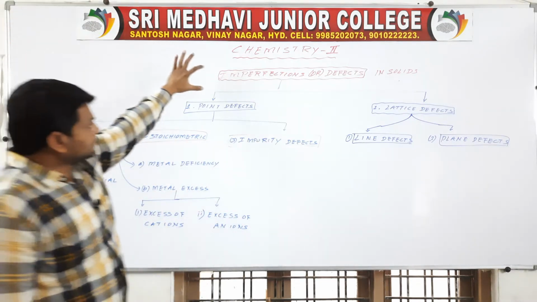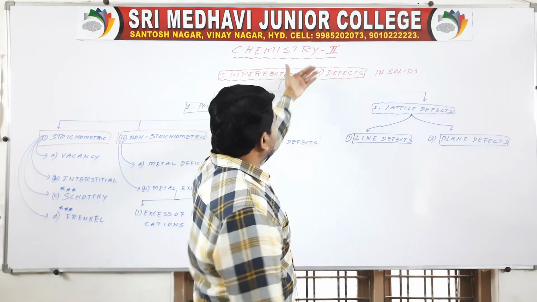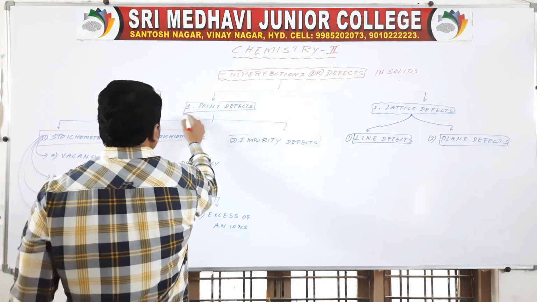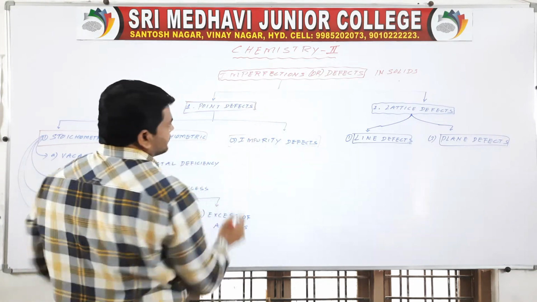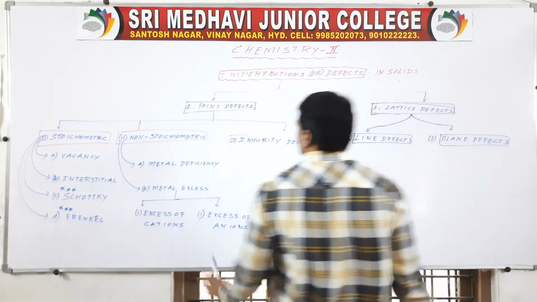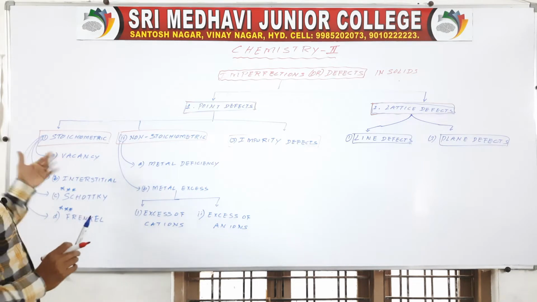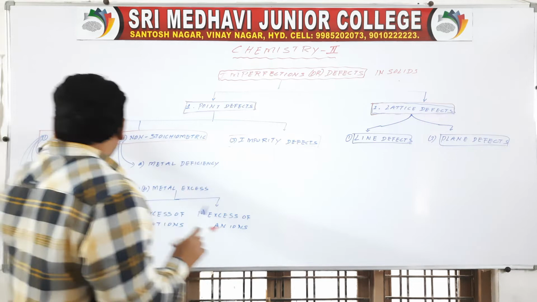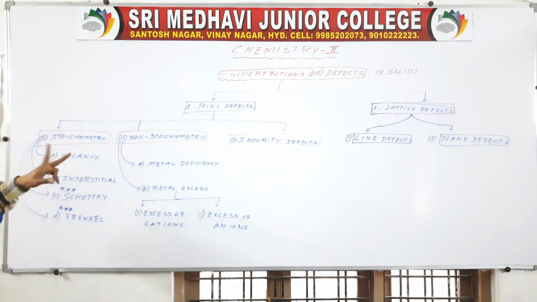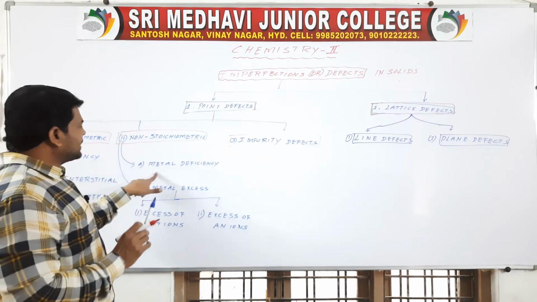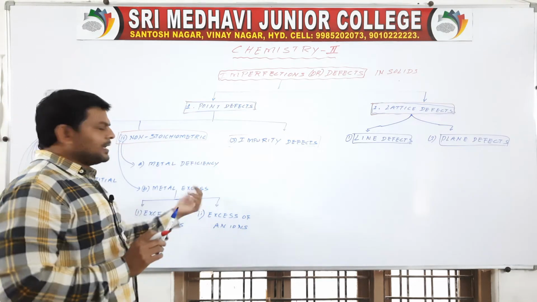This is imperfections in solids. Imperfections in solids are of two types: point defects and lattice defects. Point defects are again classified into three types: stoichiometric, non-stoichiometric, and impurity defects. Stoichiometric defects are classified into four types: vacancy, interstitial, Schottky, and Frenkel. Next, non-stoichiometric: metal deficiency defects and metal excess defects.